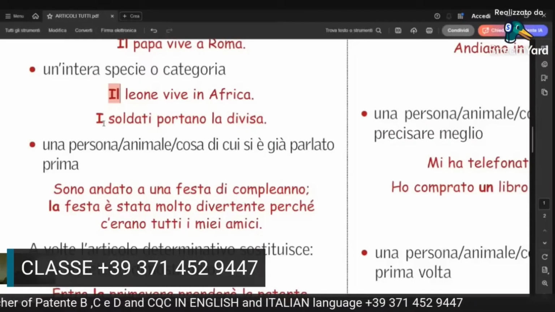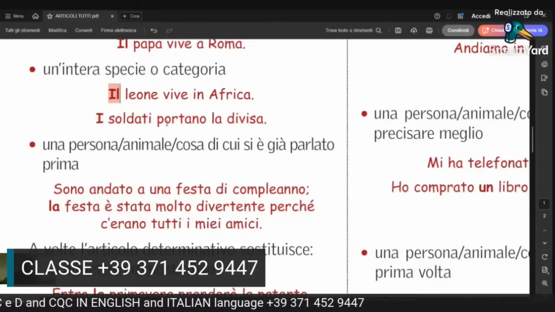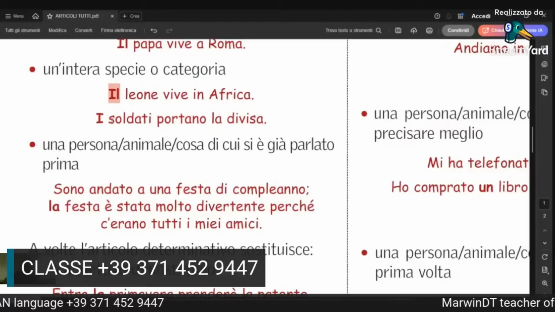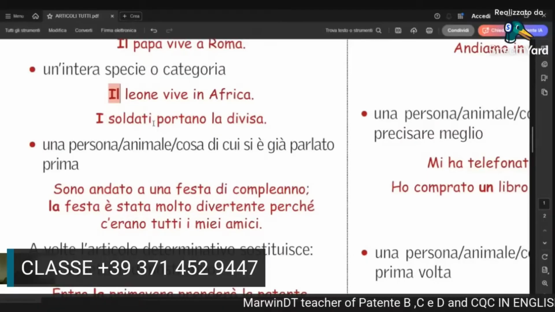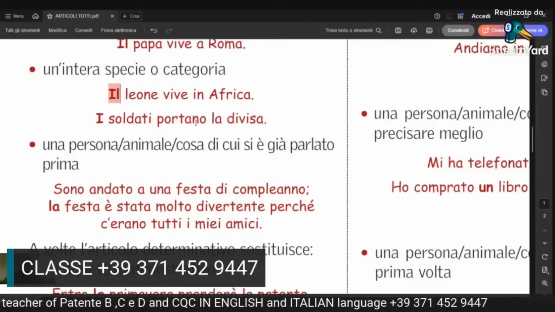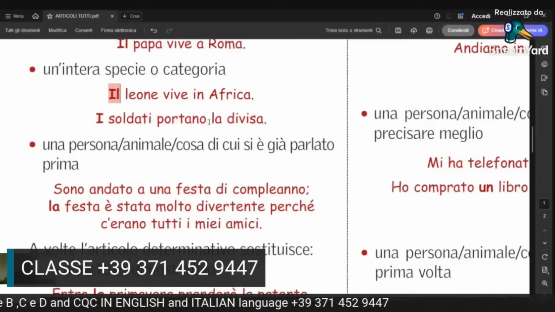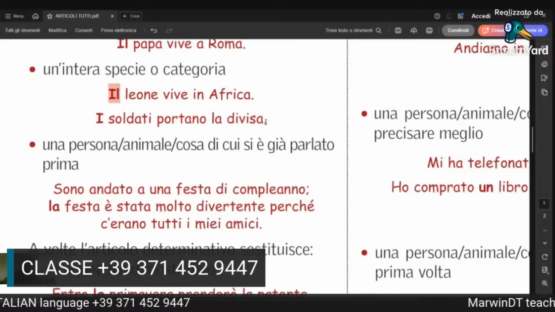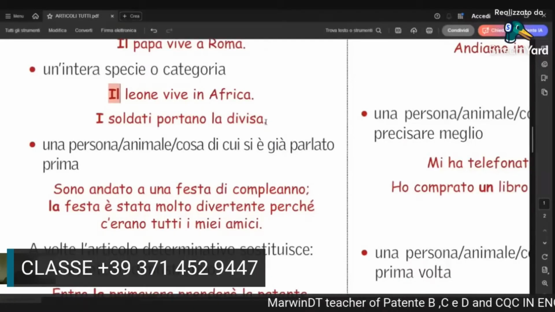The second one. I soldati portano la divisa. So I soldati is a plural form of soldiers. I soldati portano la divisa. The soldiers have on their clothing. Or their divisa, let me say uniform. Very good.